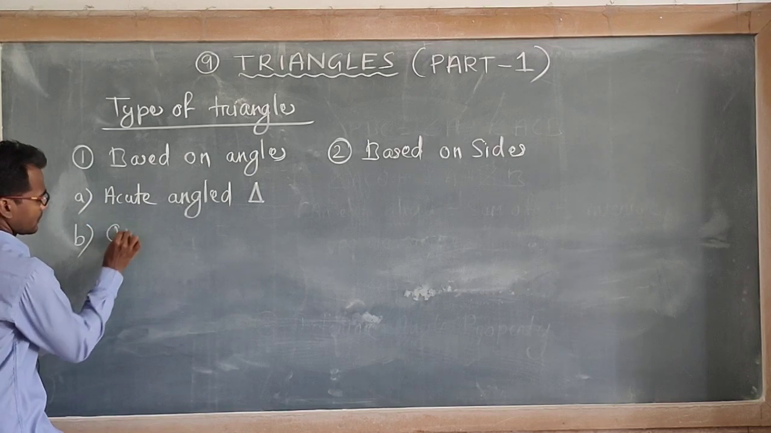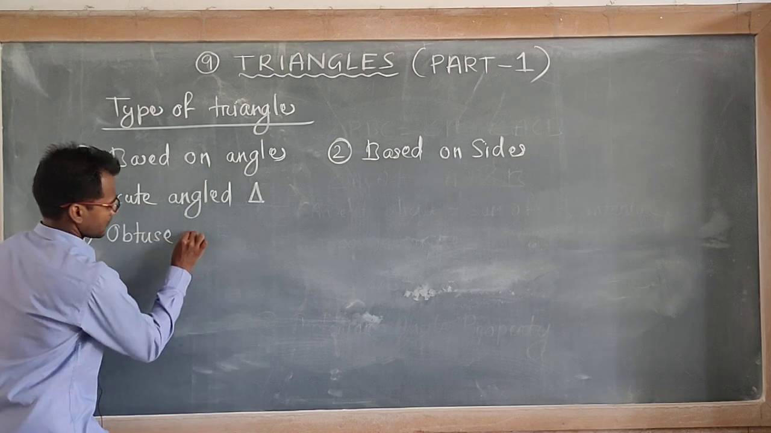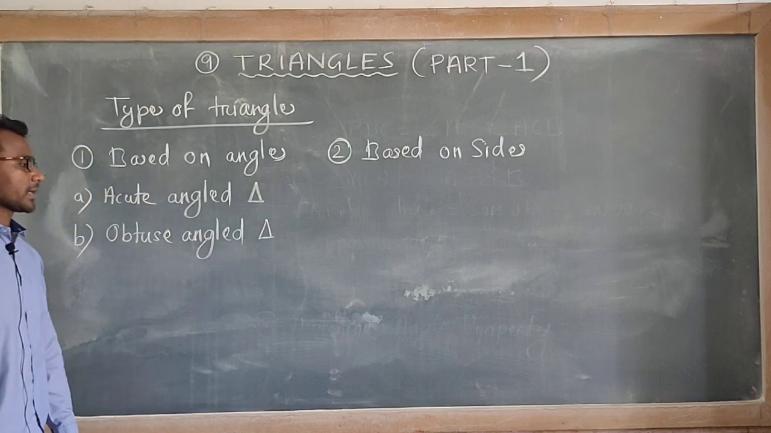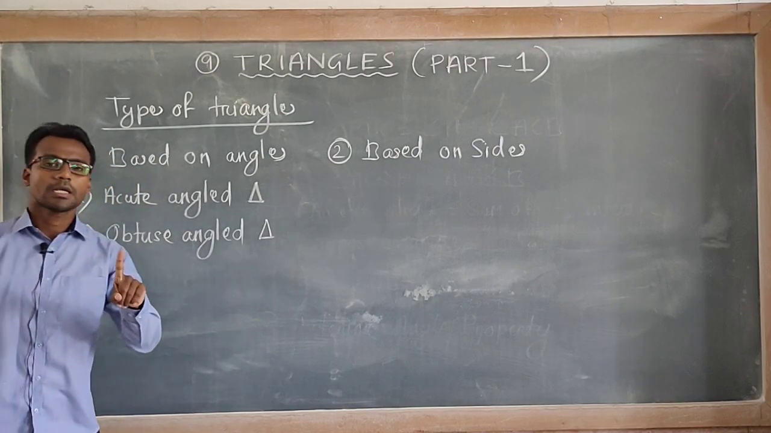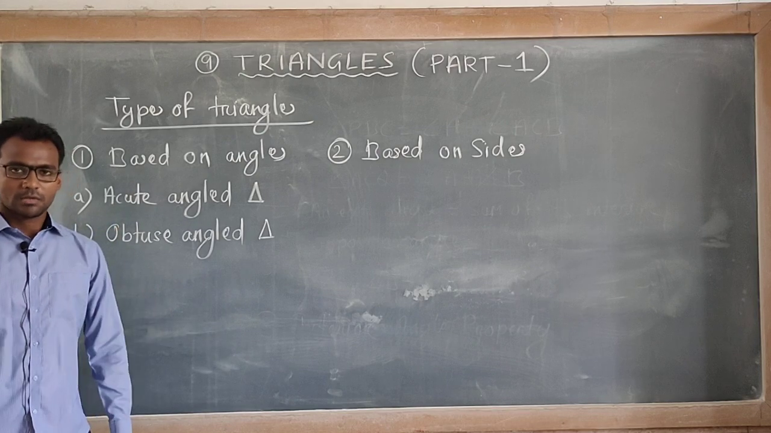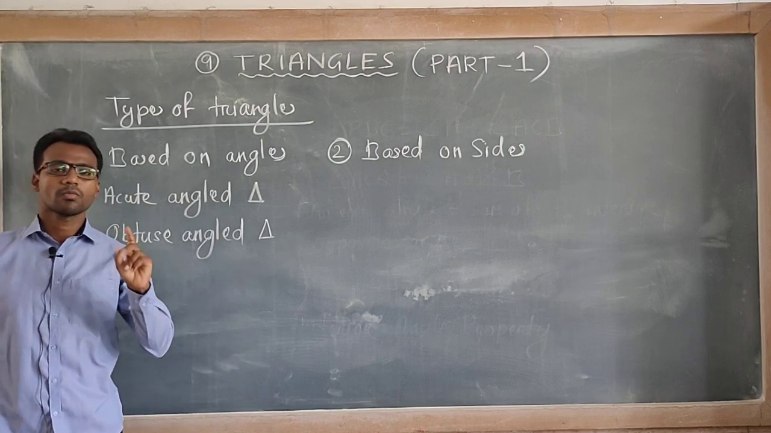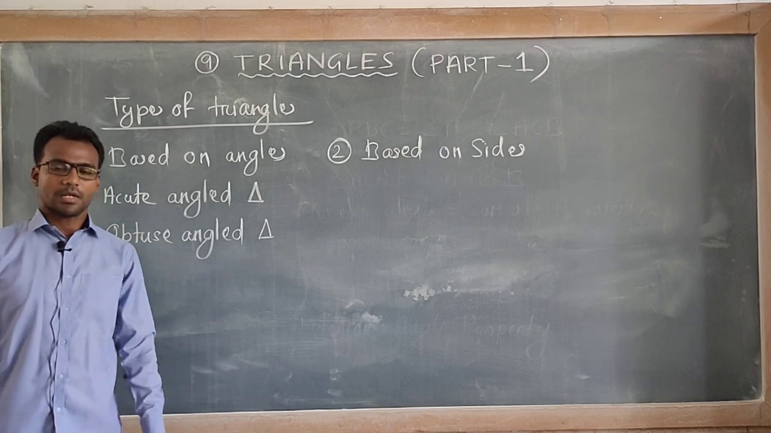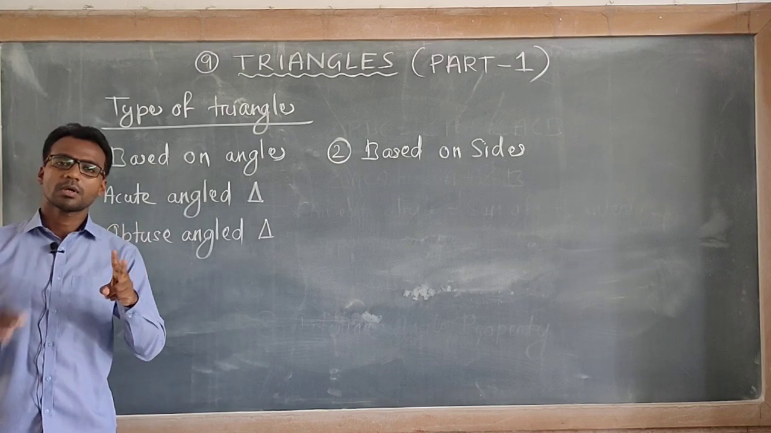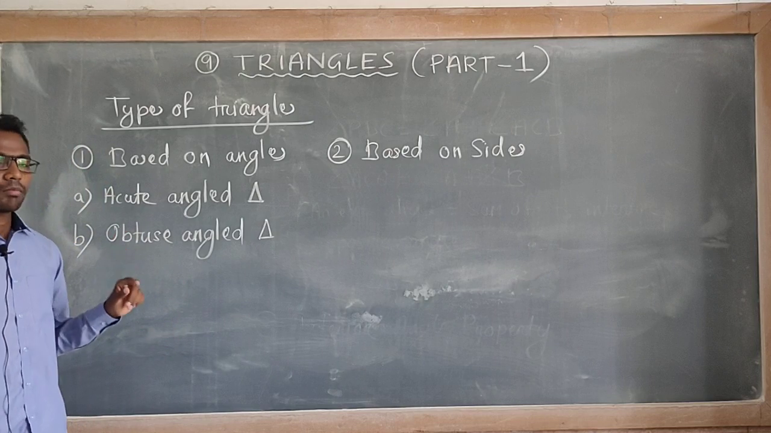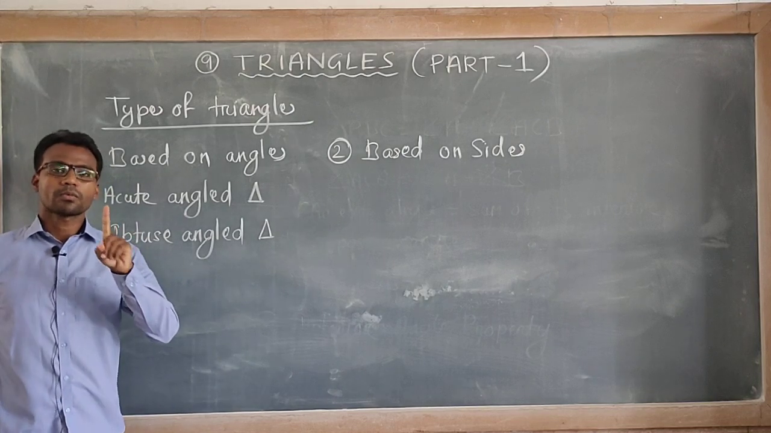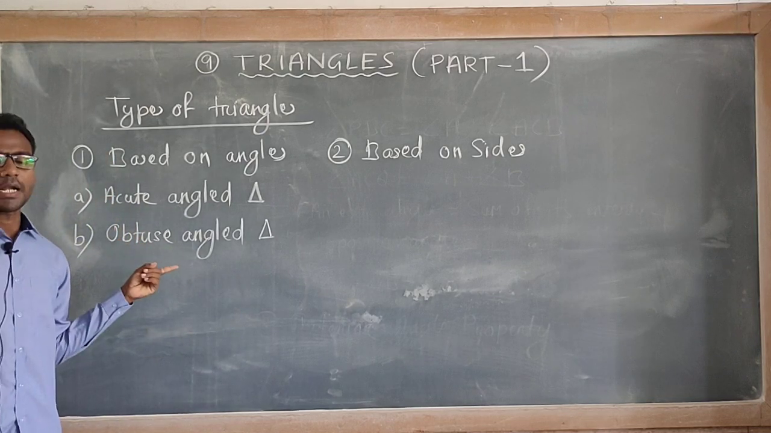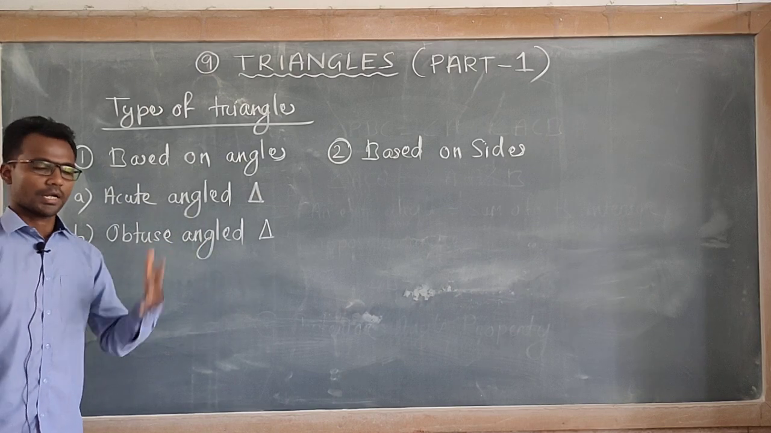Second one is the obtuse angle triangle, meaning one angle of the triangle will be more than 90 degree. One angle. At a time, two angles cannot be more than 90 degree, because if two angles were more than 90 degree, then the sum of the two angles would already be more than 180, so how would it be a triangle? So remember, there can be at most one obtuse angle in a triangle. If one angle of a triangle is more than 90, then we say that it is an obtuse angle triangle.